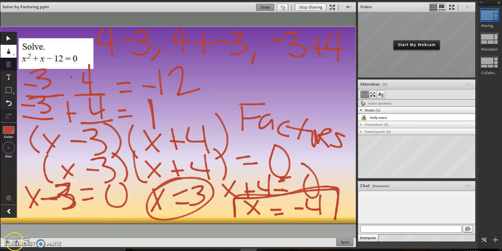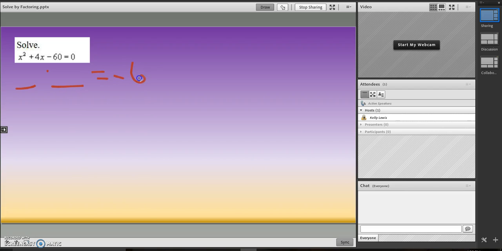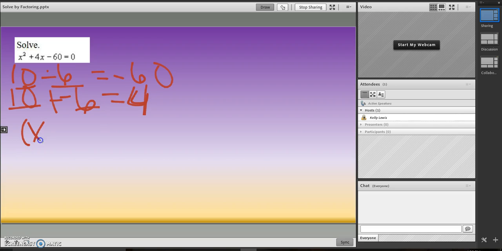So another problem here. What multiplies to give us negative 60, adds to give us 4? 10 and 6. 4 is positive, so 10 is positive, 6 is negative. I'm going to do x plus 10, x minus 6. These are factors.